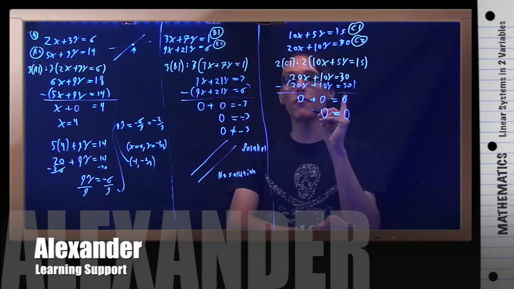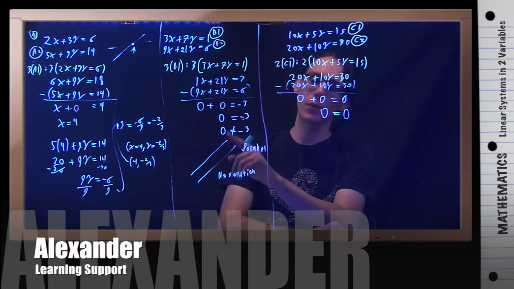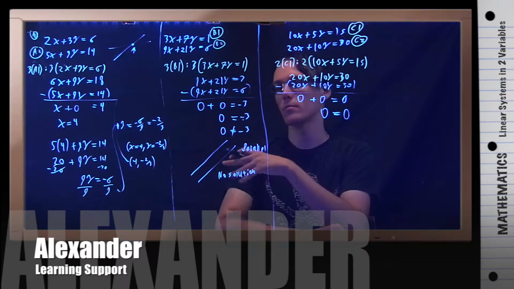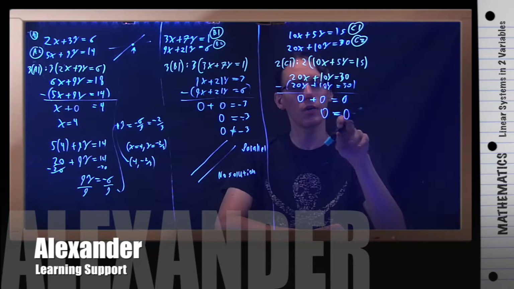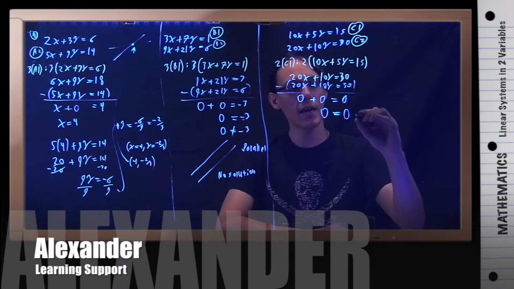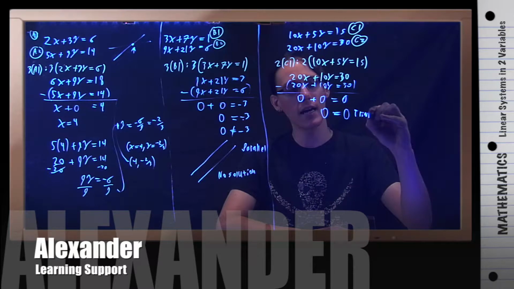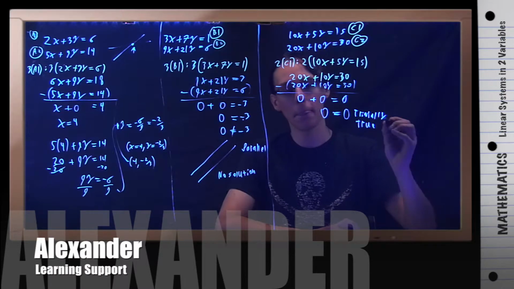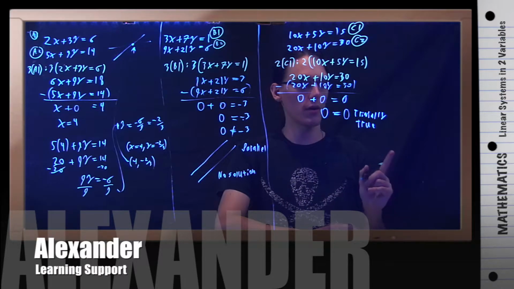But this isn't a false statement. Notice in the previous set, we got 0 equals negative 3. That's just wrong. That's not true. It's never true. But 0 equals 0? Yeah, that's true. It's so true, we'd say it's trivially true. It's kind of obvious, like, yeah, 0 equals 0. What does this mean? It means you're asking where do the lines intersect?